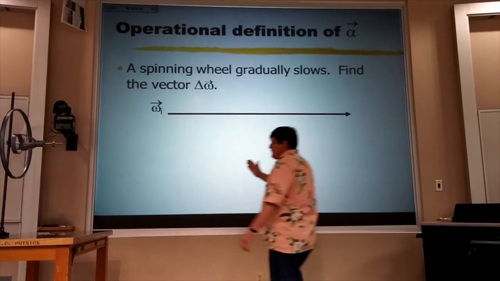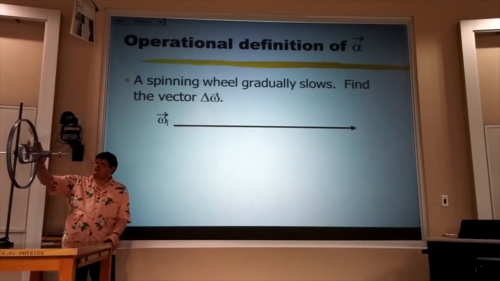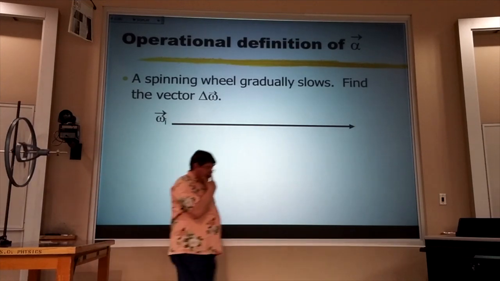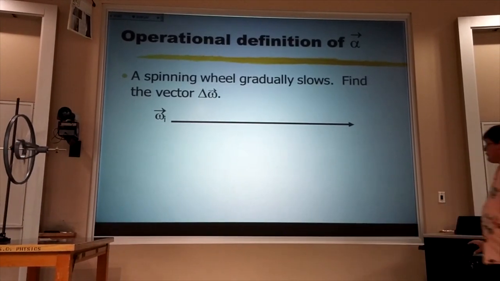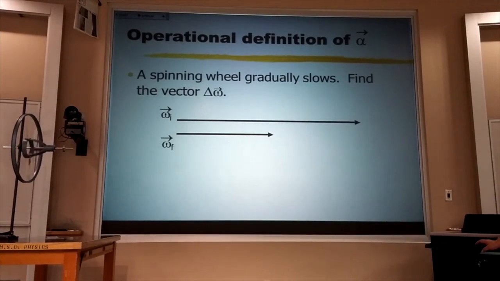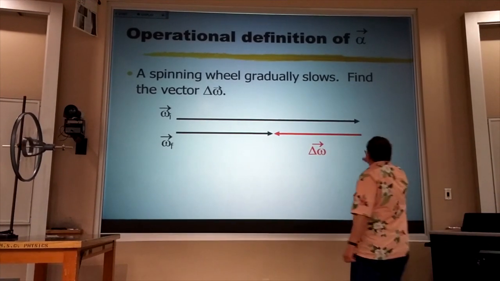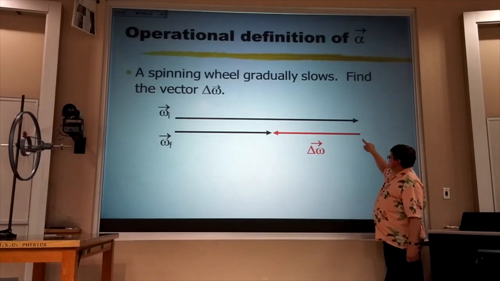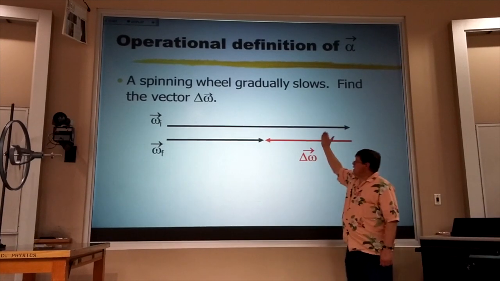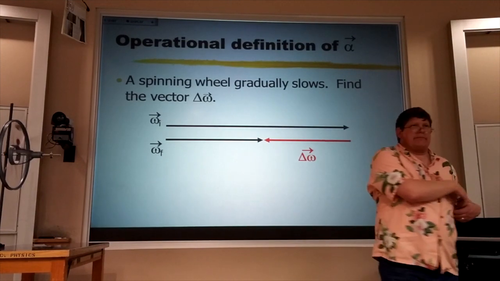Now if I put my hand on the side of that and slow it down, well, the omega vector is still pointing towards the open door, but now it's shorter. Now the question is, how much did it change? Well, the change vector is what I have to add to the initial. There's the plus sign right there. What I have to add to the initial to turn it into the final omega. I'm trying to make a long vector short. I've got to add something in the opposite direction.